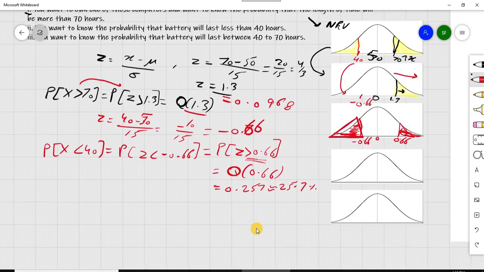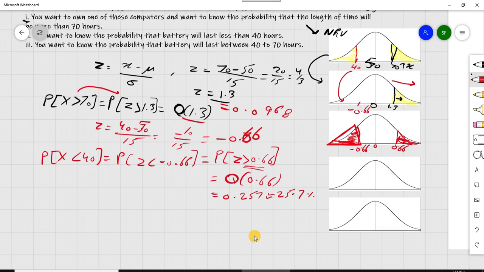So let's look at the last problem now. The last problem, part number 3, says that you want to know the probability that the battery will last between 40 to 70 hours. So for 40 to 70 hours, this is the new problem for us. This is the probability that we want to answer now: the probability that it lasts between 40 and 70.